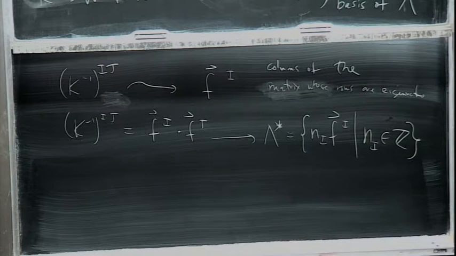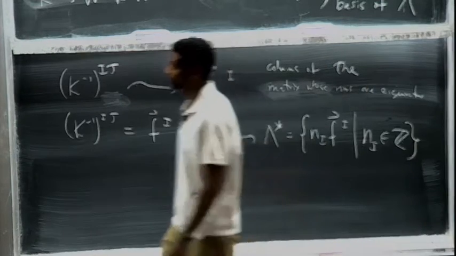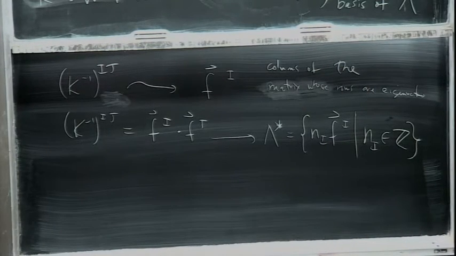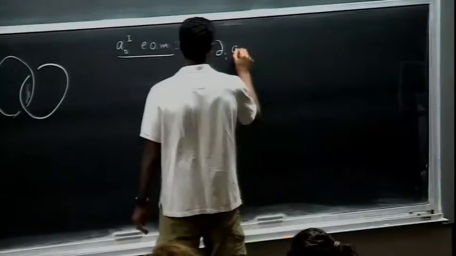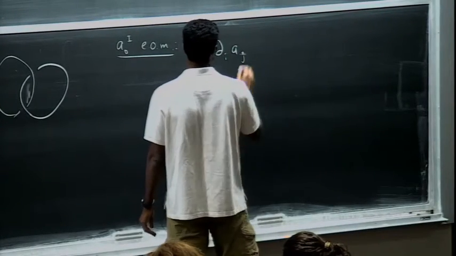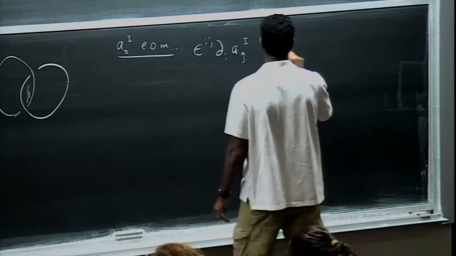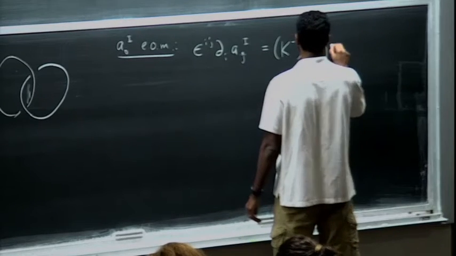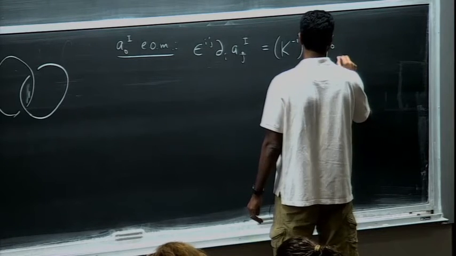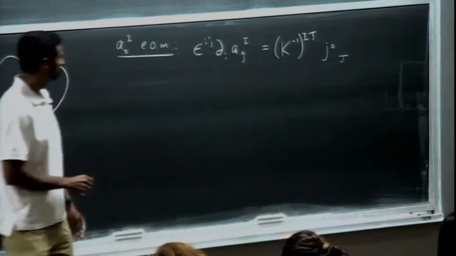Okay, so we want to braid two particles. And how are we going to specify our particles? Our particles have to be given by some charges over these fields over here. In particular, the A0I equation of motion of this theory says, this is the A0I equation of motion.